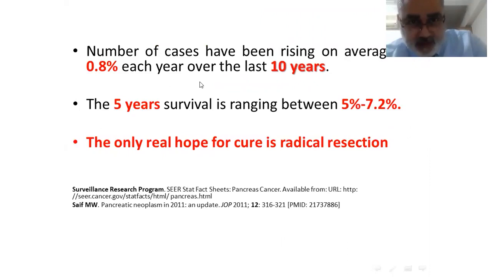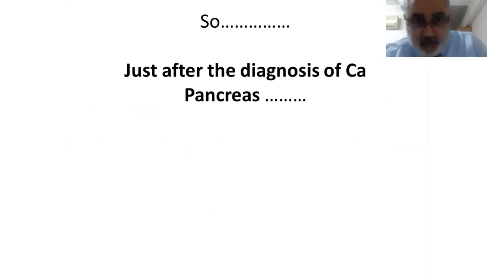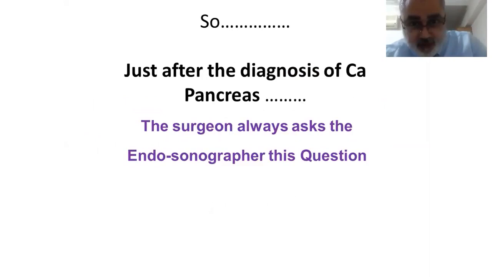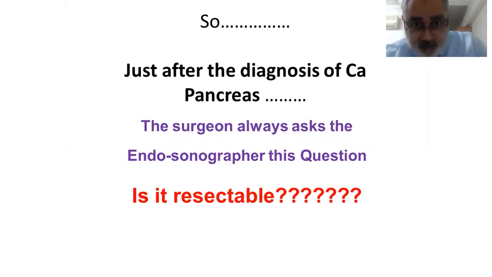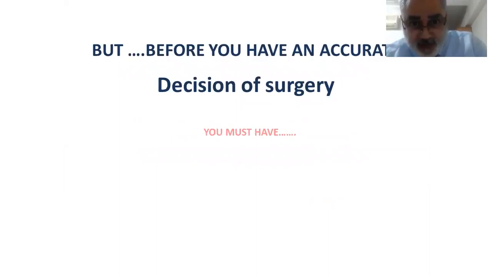And unfortunately, the five-year survival is very low. It ranges between 5 and 7.2%, a very low survival rate. And we all know that the only hope for cure is radical resection. So early diagnosis and proper staging of cancer pancreas is very important to increase this very low survival rate. Just after the diagnosis of cancer pancreas, the surgeon always asks the endosonographer this question: is it resectable? But before you have an accurate decision for surgery, we must have an accurate staging.